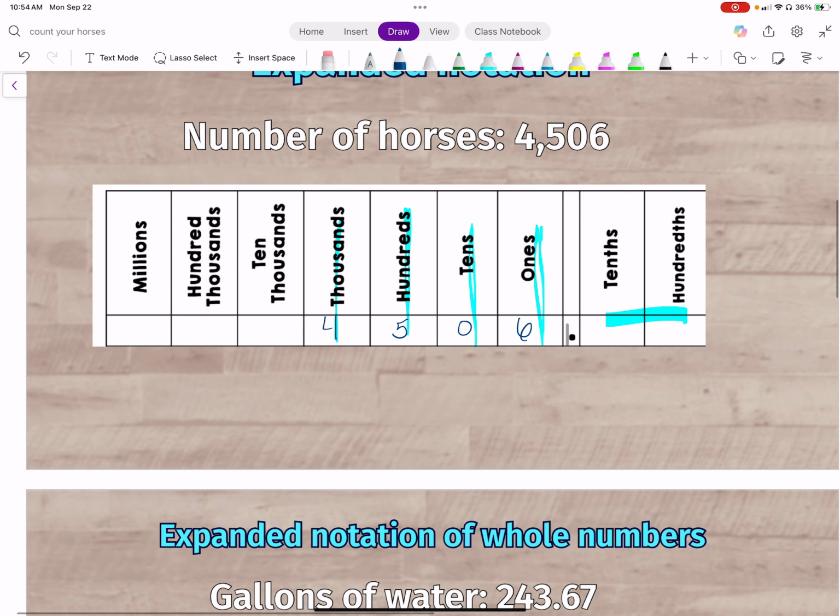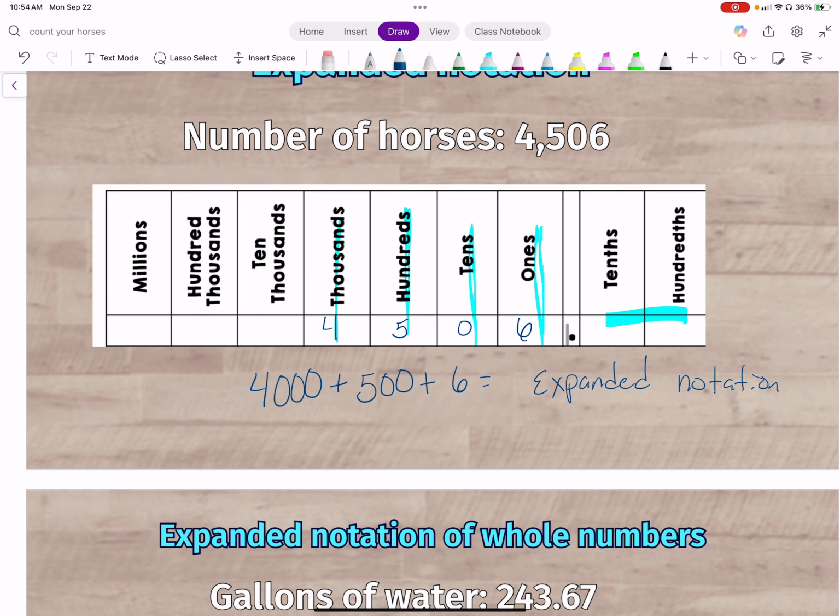So here we're going to have 4,000 written out first, plus the 5 hundreds. We don't need to include the tens, and then the 6. And this is expanded notation.